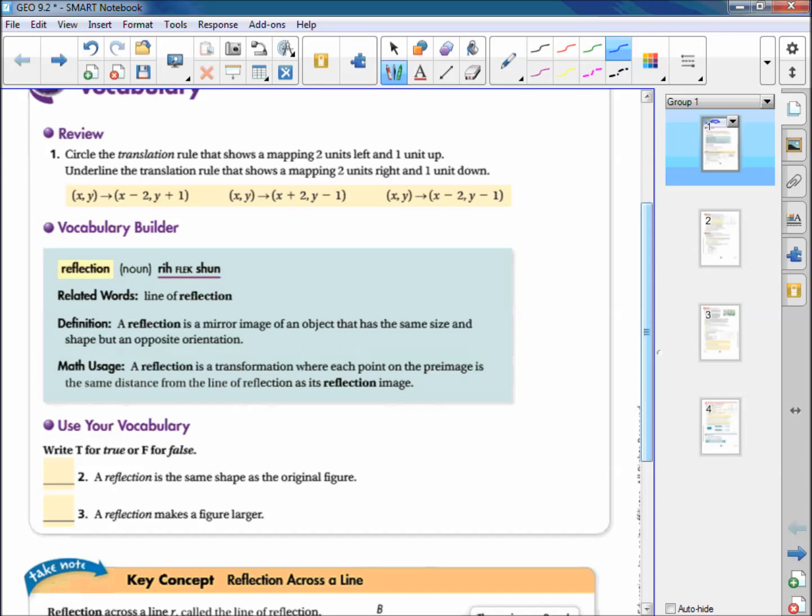Number one, circle the translation rule that shows a mapping of 2 units left and 1 unit up. So remember the X is going to control our left and right, so we want to go 2 units left. That could either be this rule or this rule. So the one in the middle we're definitely going to cross out. And we want to go 1 unit up. So the Y controls the up and down, and that should be a +1. So we're going to keep this rule and scratch out the other 2. Okay, so this rule is 2 left, 1 up.